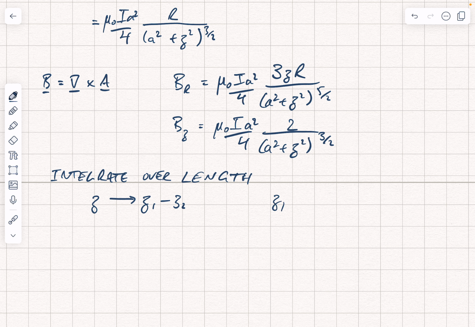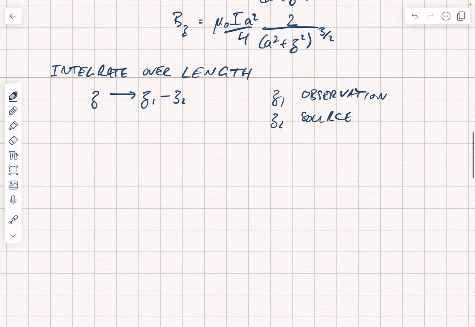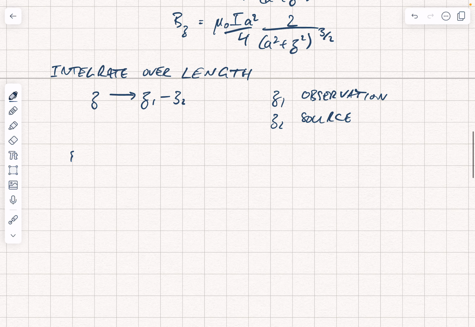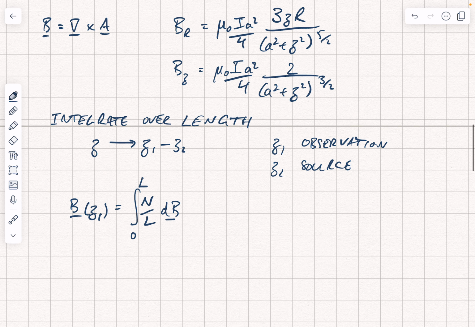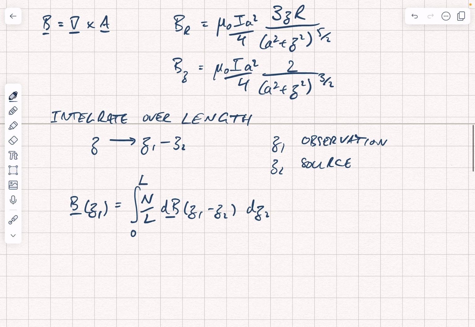So Z1 is going to be the observation point, and Z2 is going to be the source point, the current point, the source of the current. And so what we would say then is that B at Z1 is equal to the integral from 0 to L of n over L, that's then turns per unit length, multiplied by some small contribution dB, which we're going to take from those formulae up there, as a function of Z1 minus Z2. And then there's going to be a dz2 integrating over it.